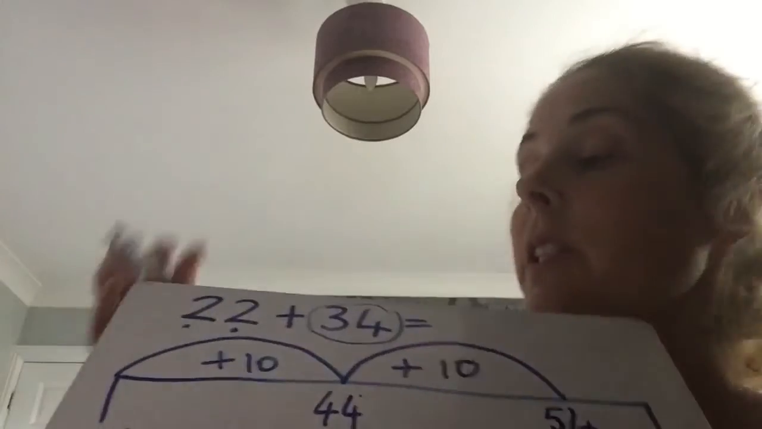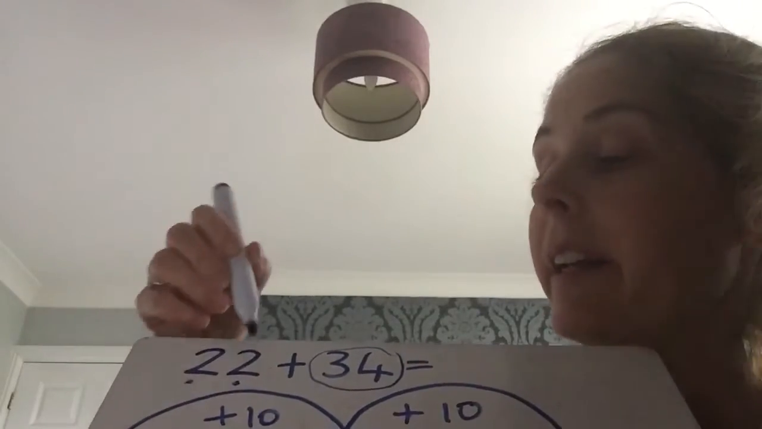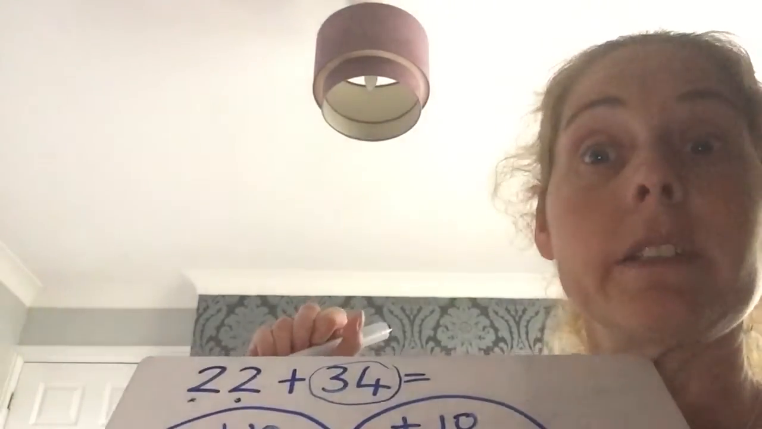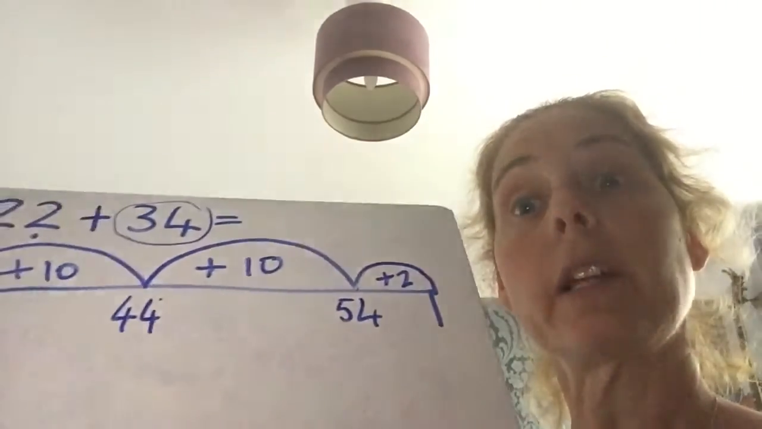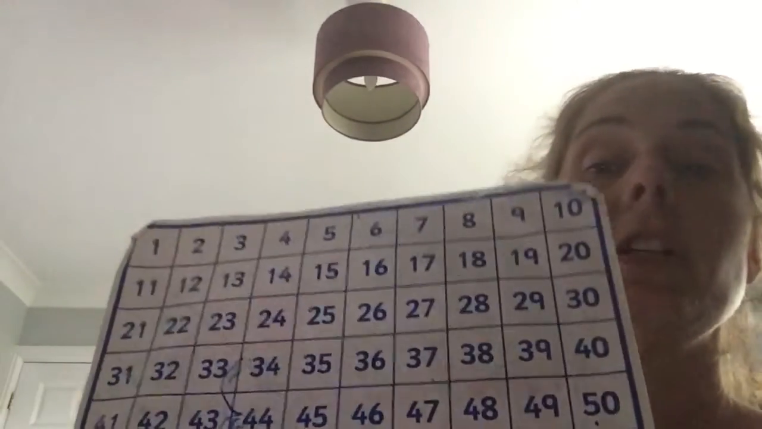Okay, so we've added our two 10s. Now we've got to add our two 1s. Okay, so remember, we're just going to do a smaller jump and add our 2. Okay, so now we're doing 54, add 2. So again, you can use your 100 square if you want to.